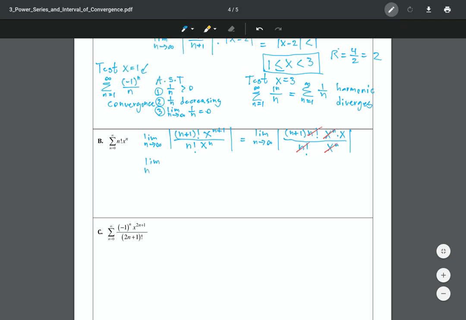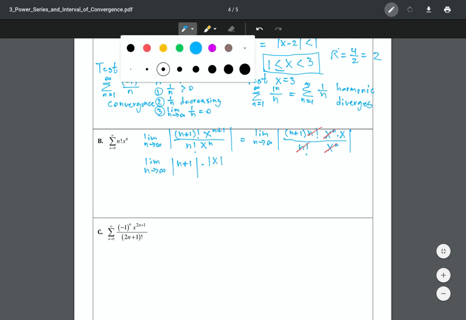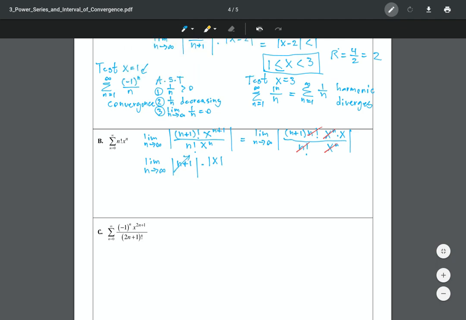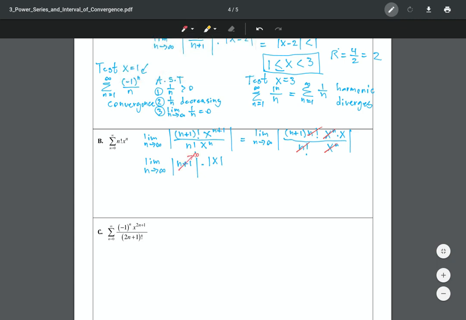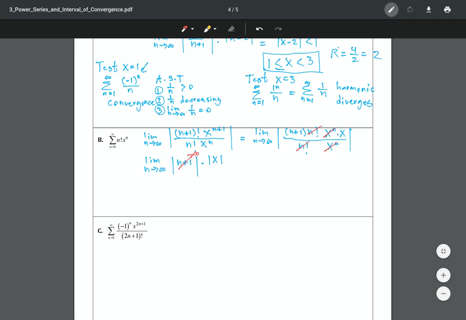is the limit as n goes to infinity of n plus 1 times x. Well, what's going to happen is that this right here is going to be infinite. There's no other way around it. So that's going to be infinite. So this whole thing is going to be infinite.